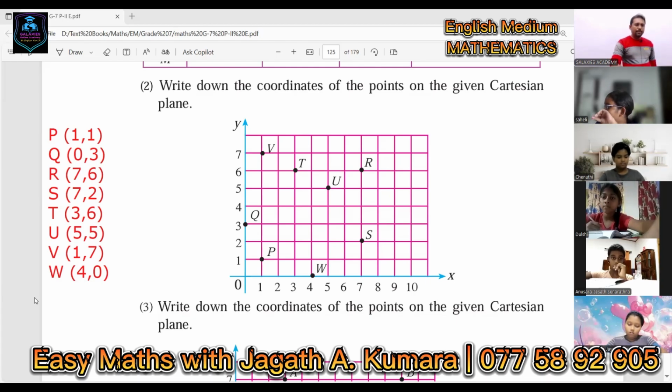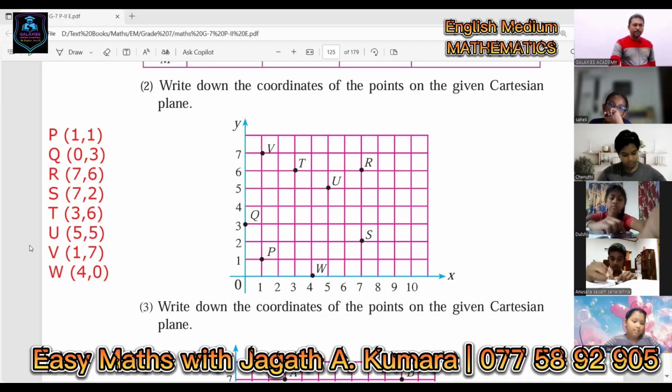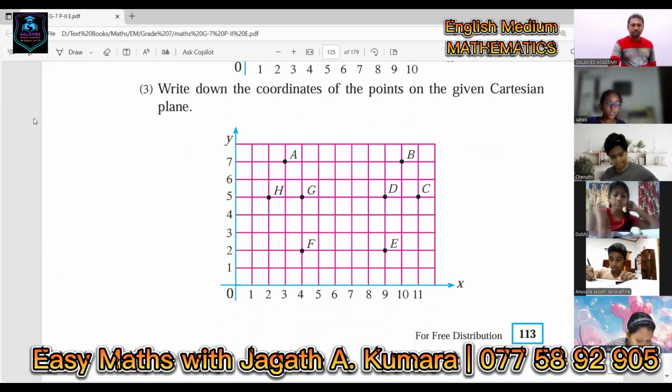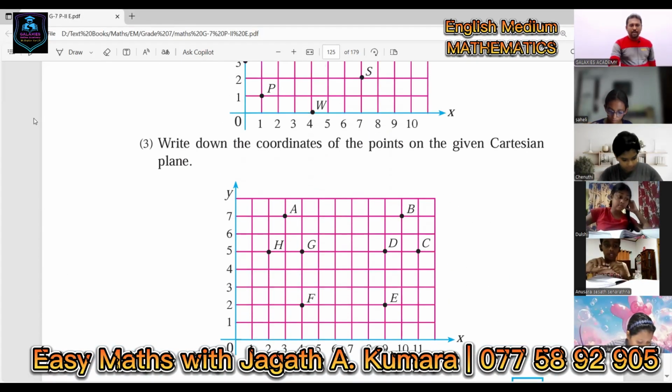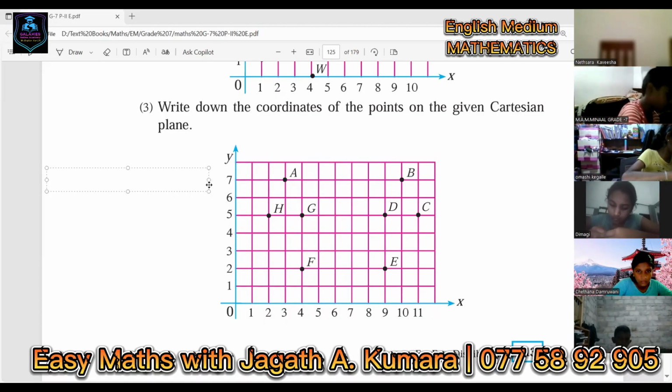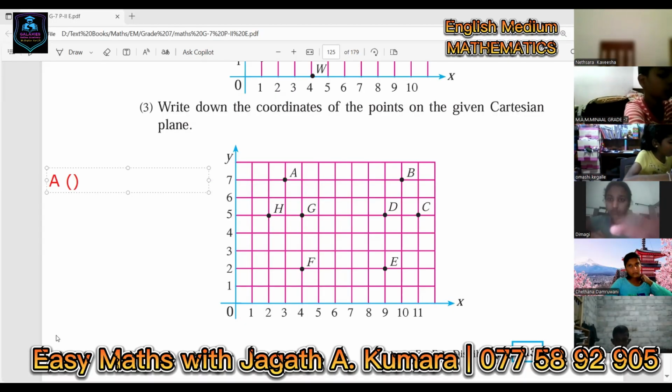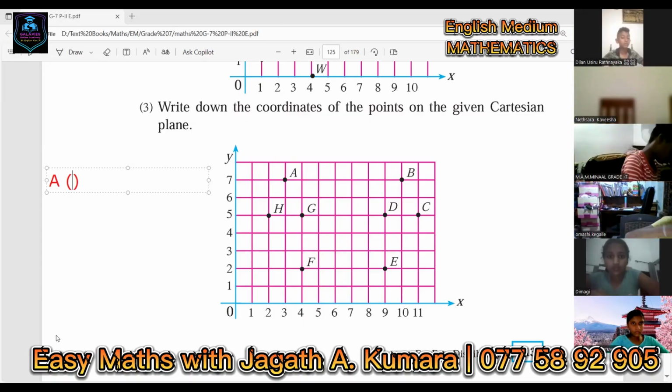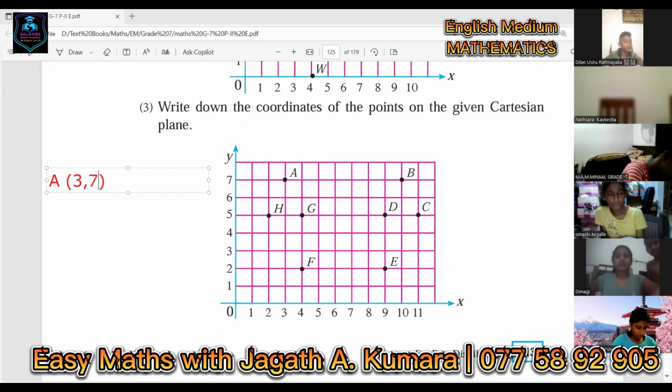Now quickly you do the third question. Quickly can you do it now? Third one also you have to do the same thing. Right. Can you tell me what are the coordinates of point A? Dimagi, coordinates of point A. 3, 7. X coordinate 3, y coordinate 7, no? So the coordinates of the point are 3, 7.